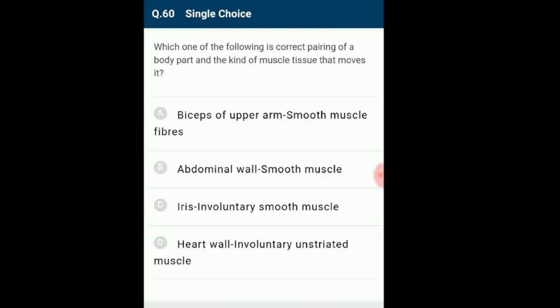Question number 60. Which one of the following is correct pairing of a body part and the kind of muscle tissue that moves it? Smooth muscles are plain, non-striated, involuntary or unstriped muscles due to the absence of striations. These occur in the walls of hollow internal organs, in the tissues of lymph glands, spleen, etc., in iris and ciliary body of eyes, skin, dermis, penis and other accessory genitalia, etc. So the answer is option C, iris, involuntary smooth muscle.